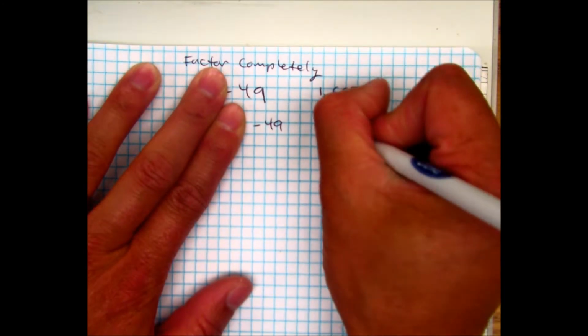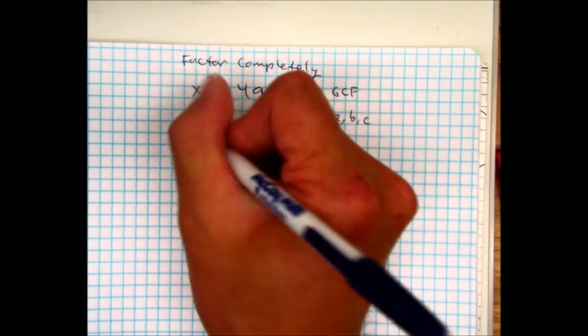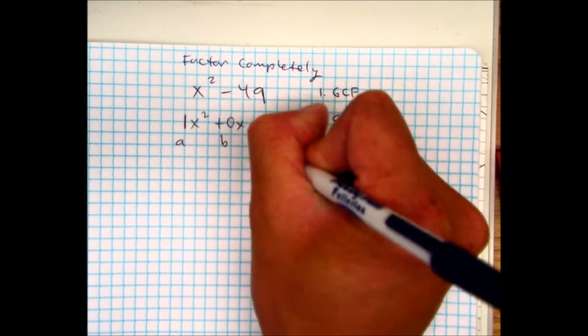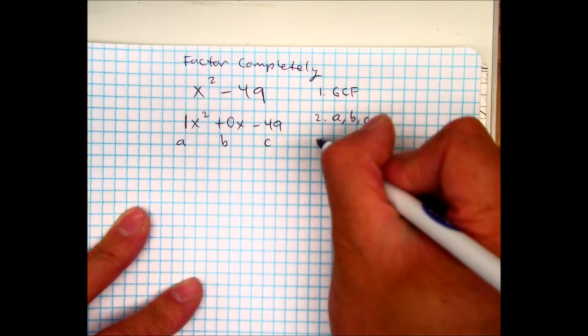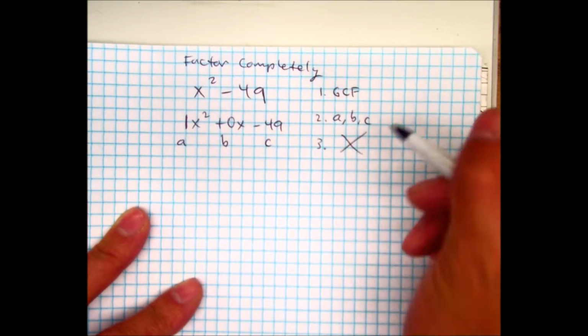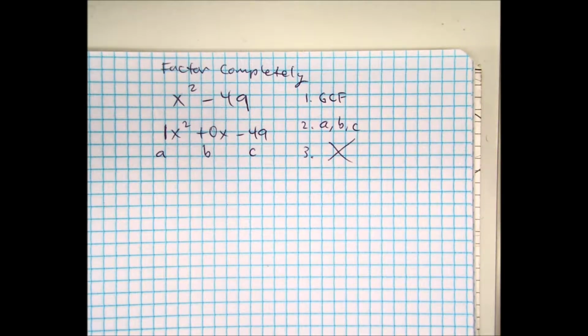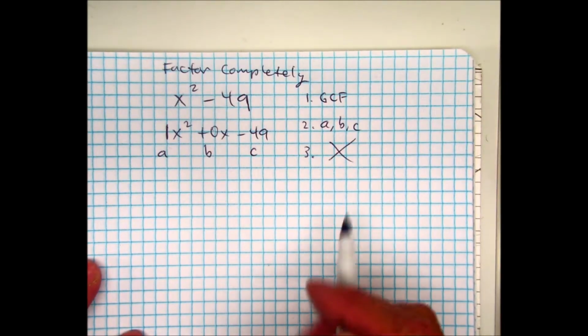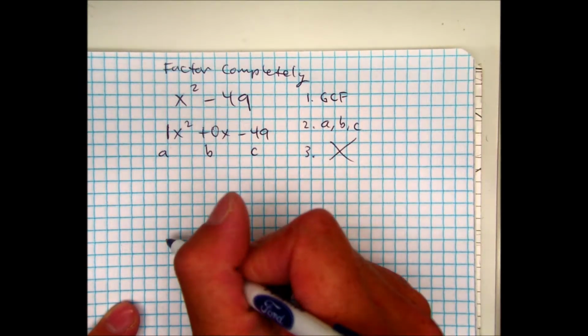The next thing I'm going to do is identify my A, B, and C. So there's the A, there's the B, there's the C. Next thing I'm going to do is put it into my X. There are many ways of factoring. I'm showing you one method. So if you don't have one, just pick what I'm doing. Keep doing it for the rest of your life.